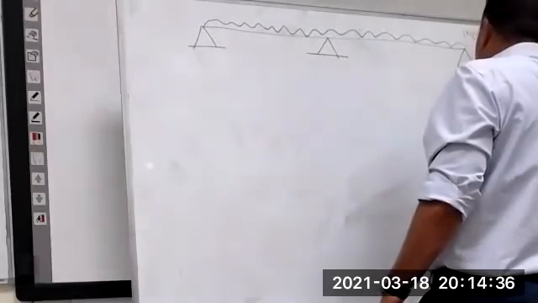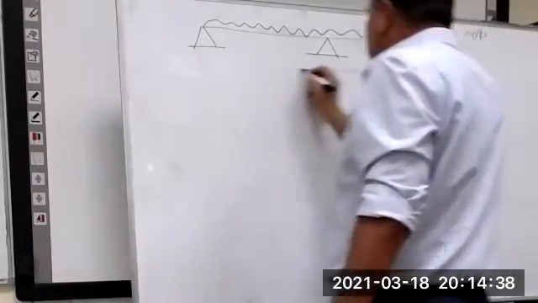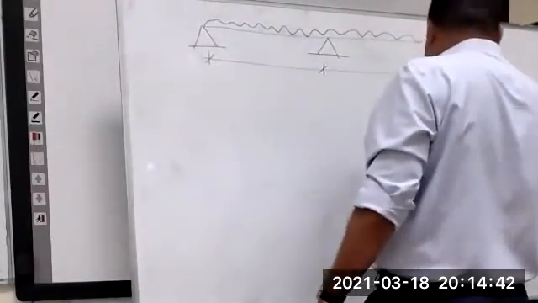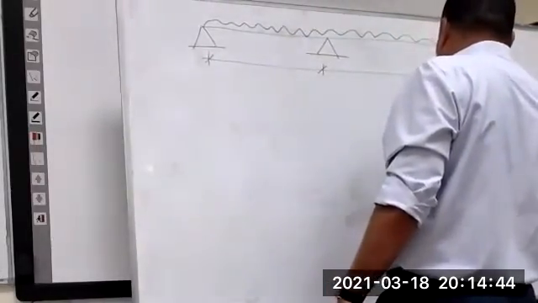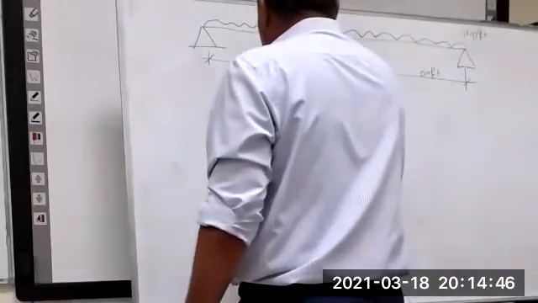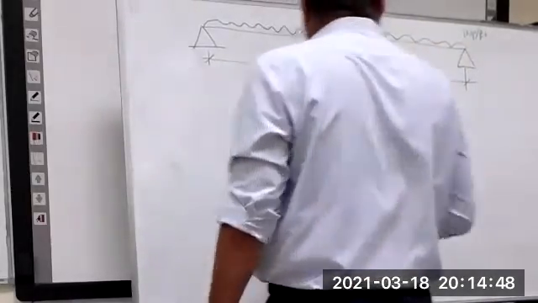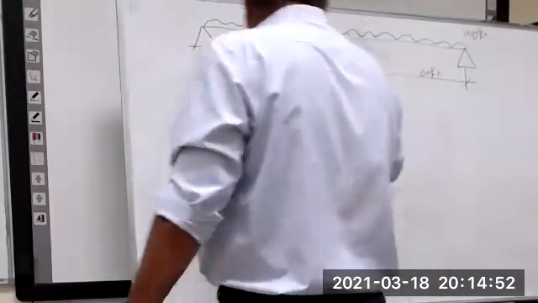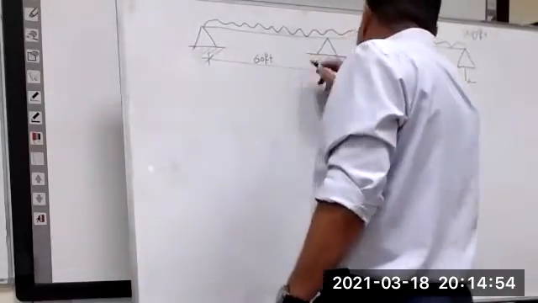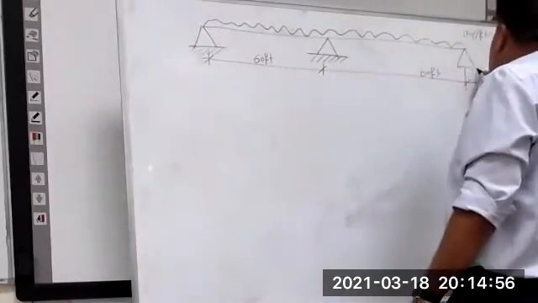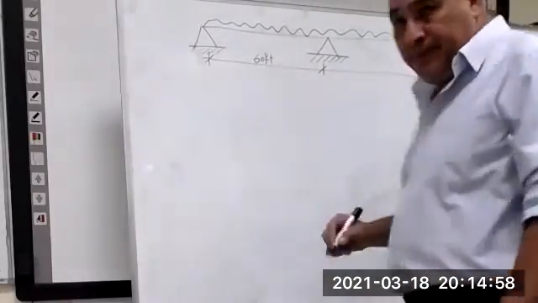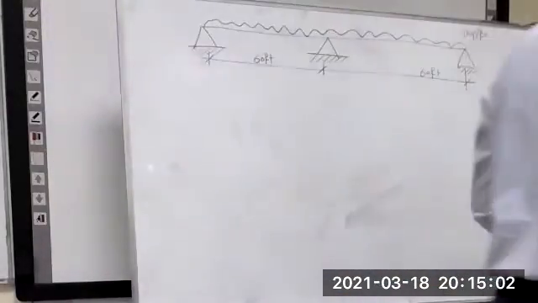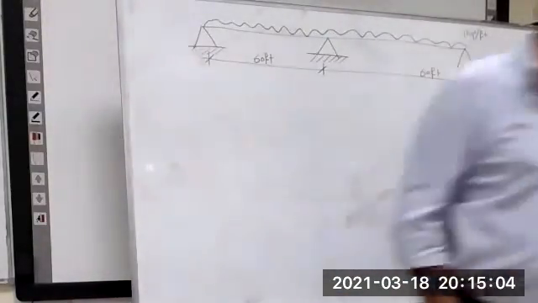foot. The dimension of my beam is 60 feet and 60 feet. How many supports? 3. How many unknown reactions? Please guys, tell me. Unknowns: 6.